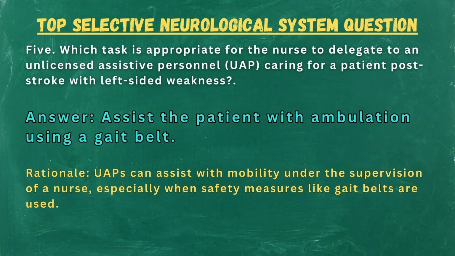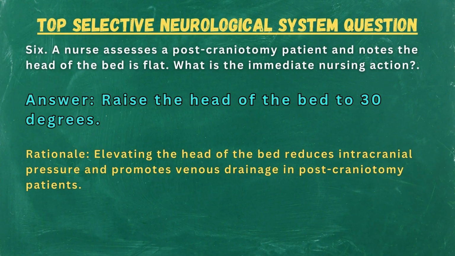5. Which task is appropriate for the nurse to delegate to an unlicensed assistive personnel, UAP, caring for a patient post-stroke with left-sided weakness? Answer: Assist the patient with ambulation using a gait belt. Rationale: UAPs can assist with mobility under the supervision of a nurse, especially when safety measures like gait belts are used.